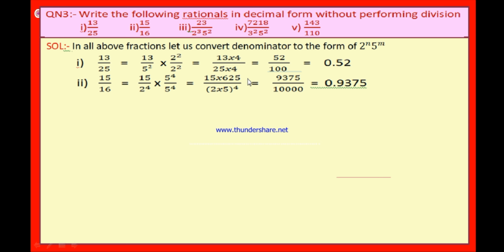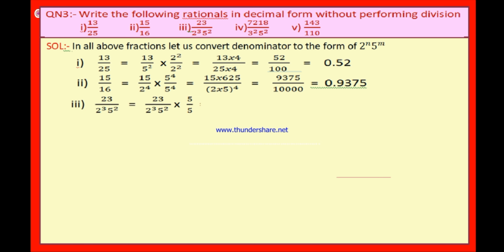2 into 5 is 10. If you multiply 15 by 625, you will get the product as 9375. And 10 power 4 is 1 followed by 4 zeros, that is 10,000. Now, since there are 4 zeros in the denominator, there should be 4 places after the decimal. Therefore, the value is 0.9375.